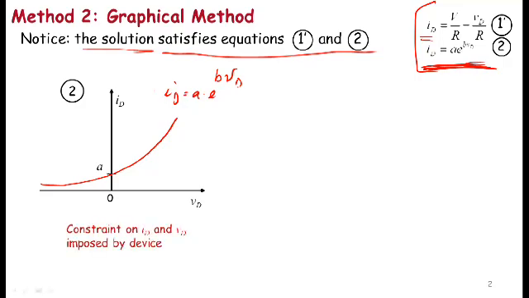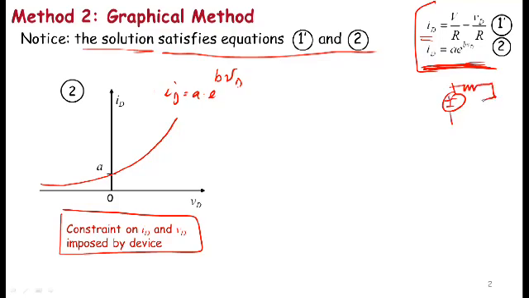Notice that this plot here is simply the constraint on ID and VD imposed by the device. I have this little circuit here containing the Thevenin equivalent connected to the device. Equation 2 is simply the constraint imposed by the device. The device properties are such that it is going to constrain ID and VD into some relationship. This constraint that I plotted here as equation 2 is simply the constraint imposed by this device.